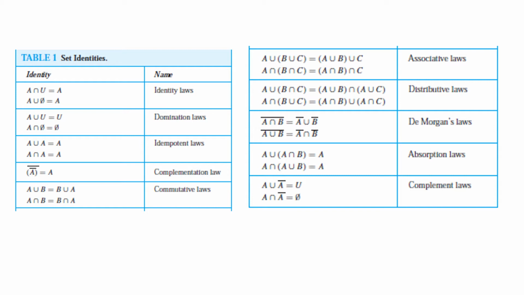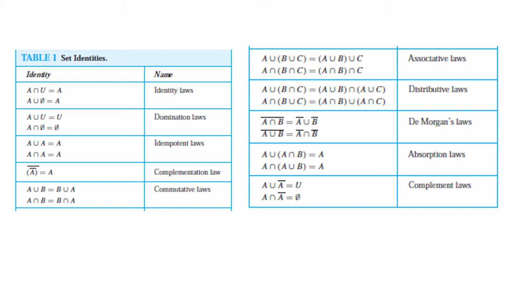The complement of A union B is the same as the complement of A intersect the complement of B. And then we also have the absorption laws. So you have A union (A intersect B) would be equal to A, and A intersect (A union B) is equal to A.